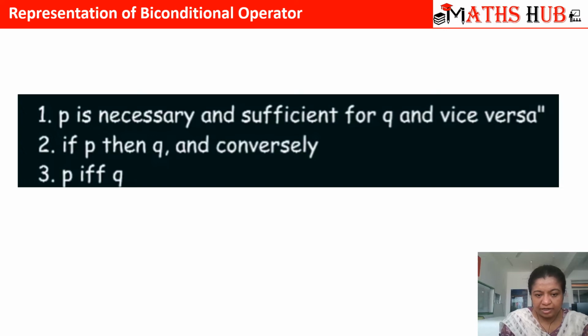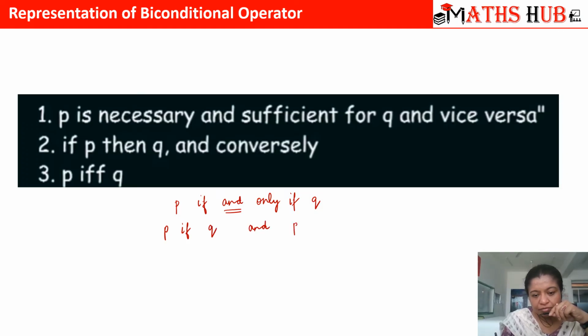Now why are we calling it P if and only if Q? Let us understand this. This statement consists of two different statements. It's a compound statement, connected with the help of the AND operator. The two sentences are P if Q and P only if Q.